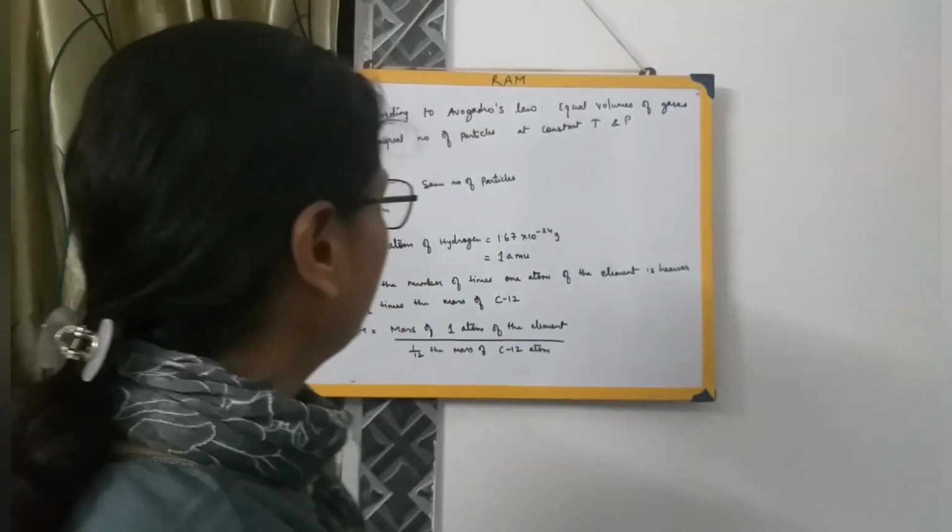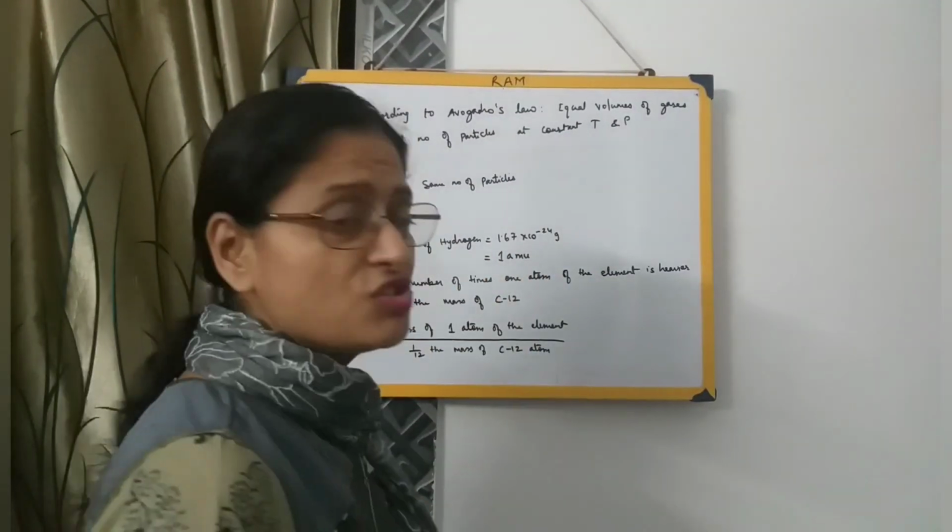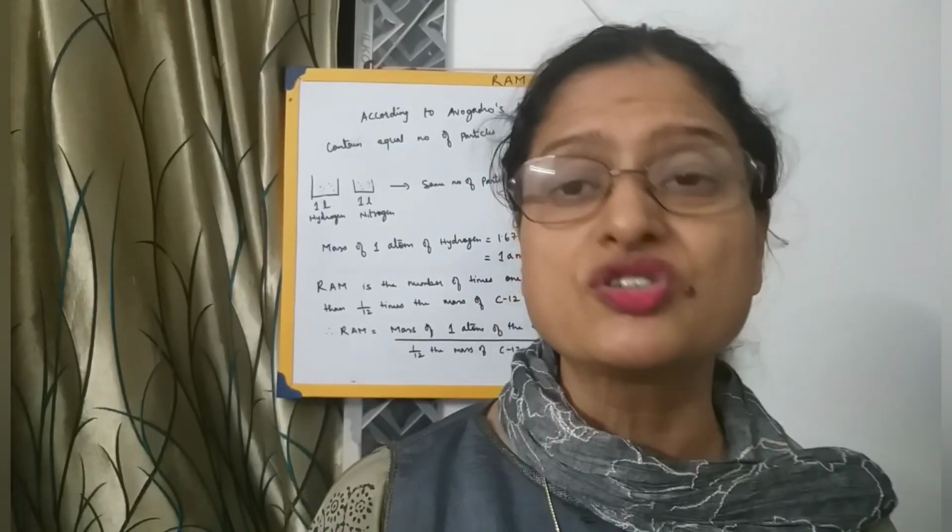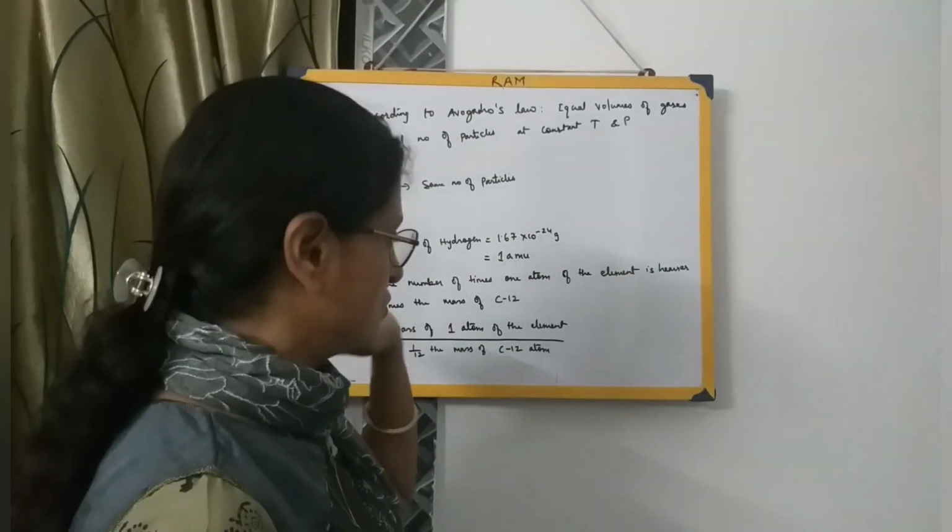So then after hydrogen, they considered oxygen as a standard. That is, they considered that the mass of all the other atoms, they will be comparing with the mass of the oxygen atom. And that time the mass of the oxygen atom was found to be 26.56 into 10 raised to minus 24 grams. So from hydrogen they switched to oxygen.